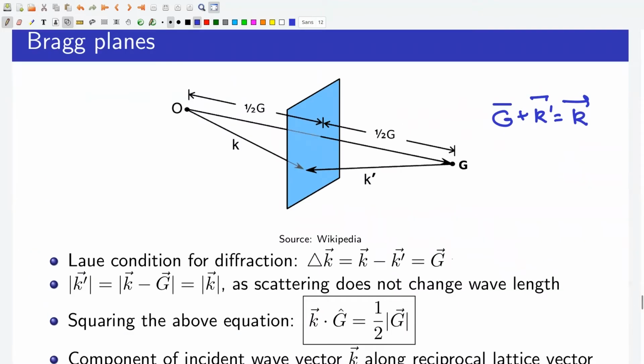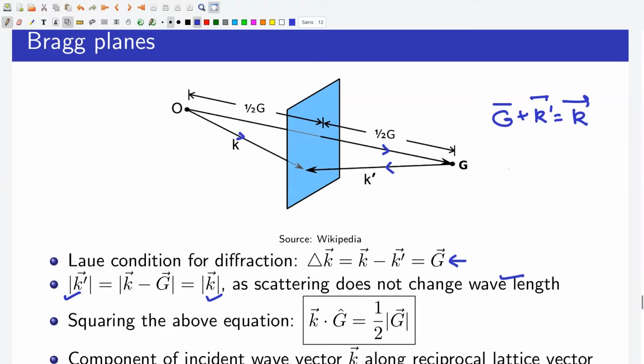So we can take the Laue condition, delta k equals k minus k dash equals g, and represent it in a diagram. We can rewrite this equation as g plus k dash, using the vector sum rule, equals k. This is the k vector. Then you see that the magnitude of k dash and the magnitude of k are the same, as the scattering does not change the wavelength. These are elastic scatterings.